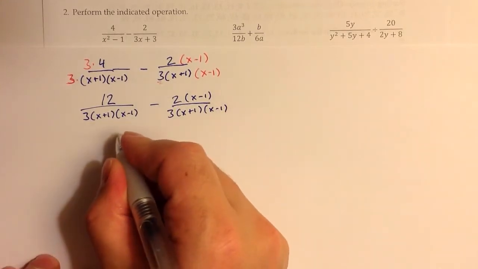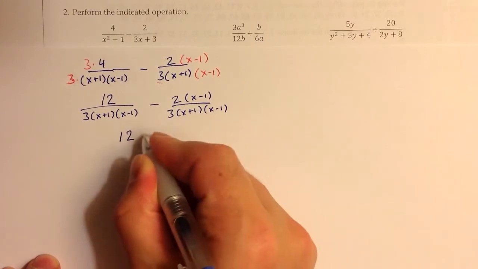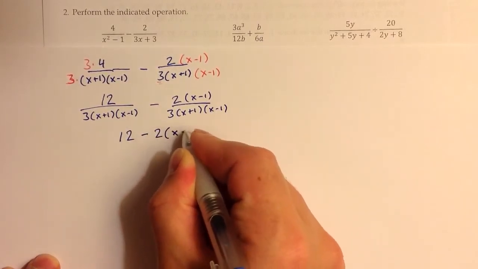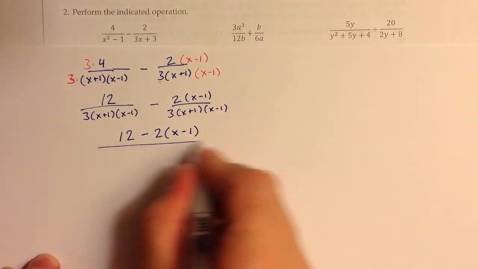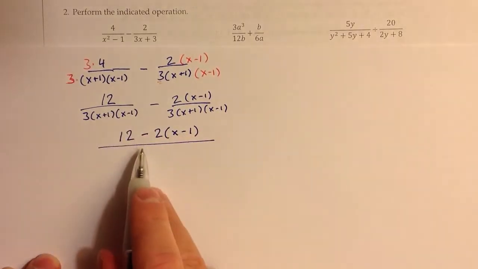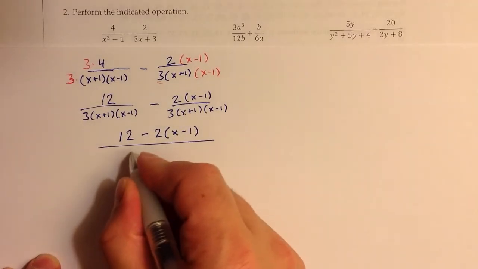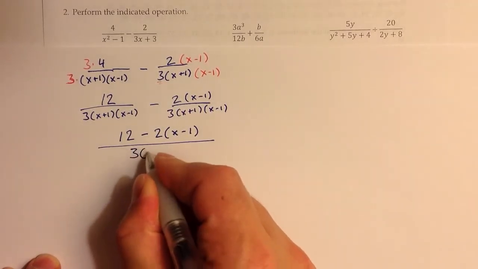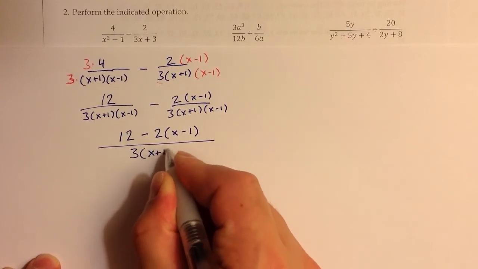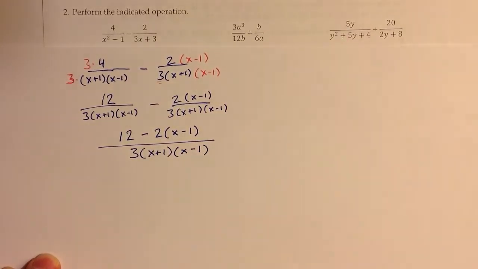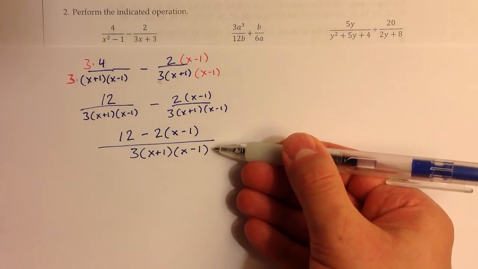What I'd like to do is now subtract the numerators. So I can create a single rational expression with the first numerator 12 and then minus the second numerator 2 times x minus 1. Since we have a common denominator, I can write that denominator once as the denominator of this new expression. So the 3 times x plus 1 times x minus 1, that by itself is just the new denominator.